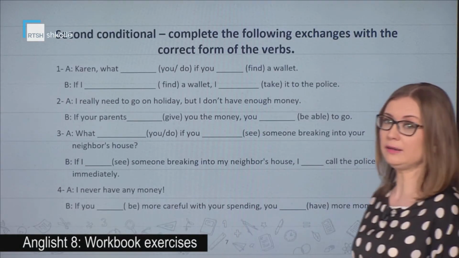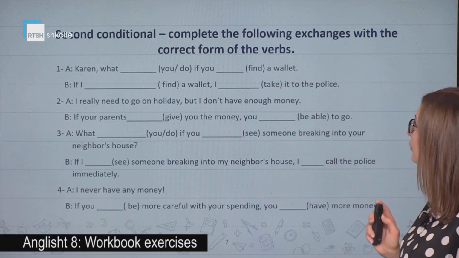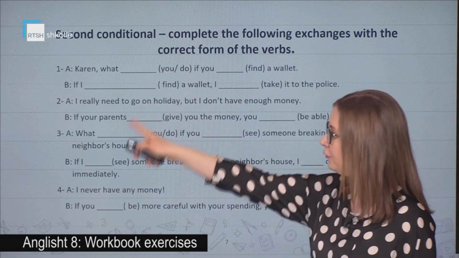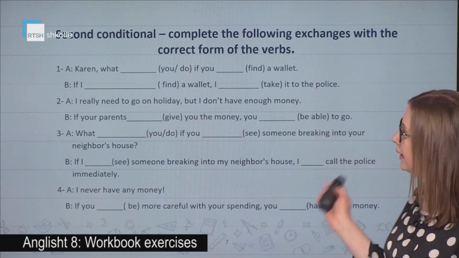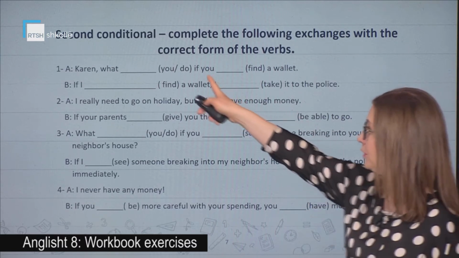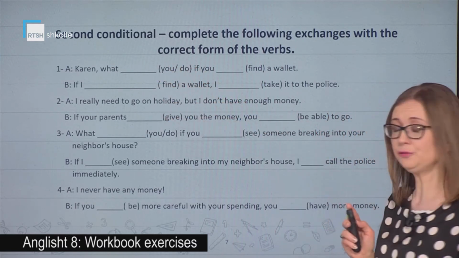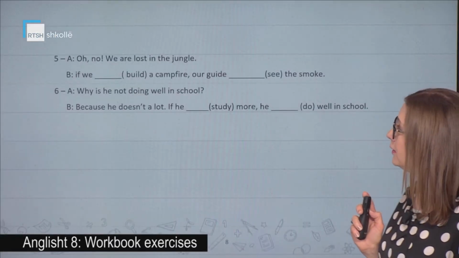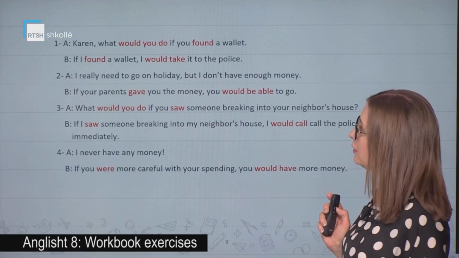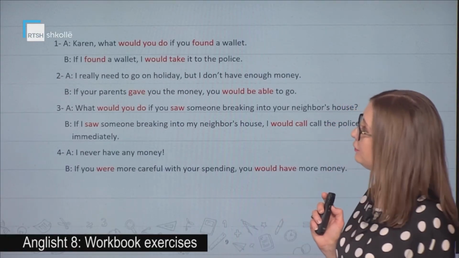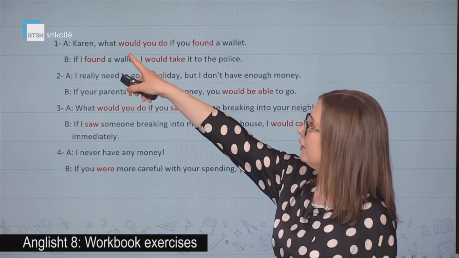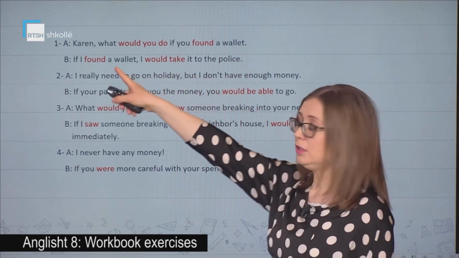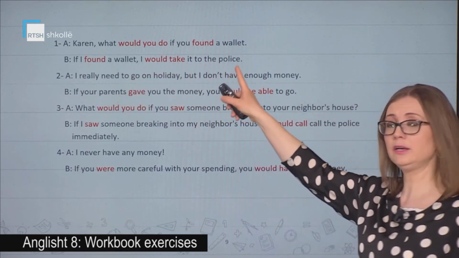Let's go on with the second conditional. We have to complete the following exchanges with the correct form of the verbs. So we have exchanges here, and we have A and B, but be careful with the correct form of the verbs given here in the exercise. So we have 6 situations. Let's read the first one. Karen, what would you do if you found a wallet? If I found a wallet, I would take it to the police.